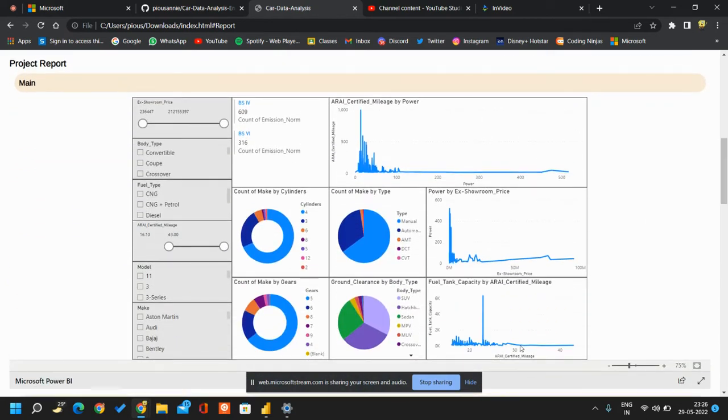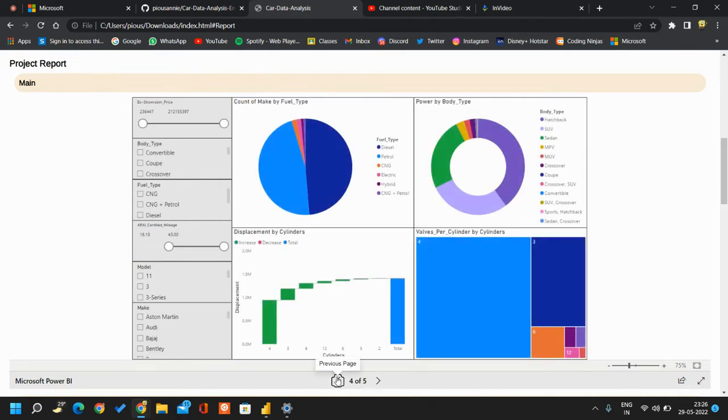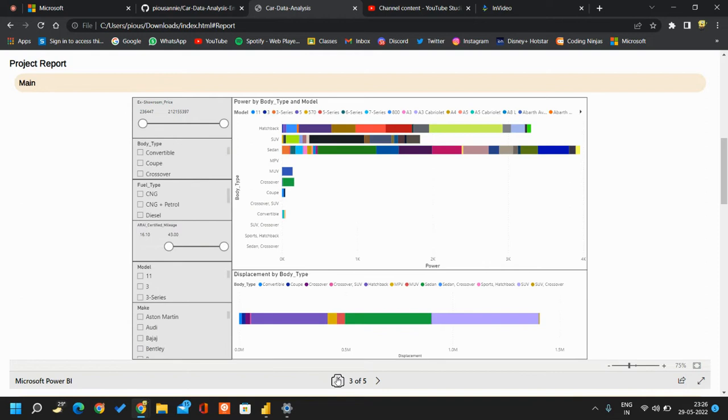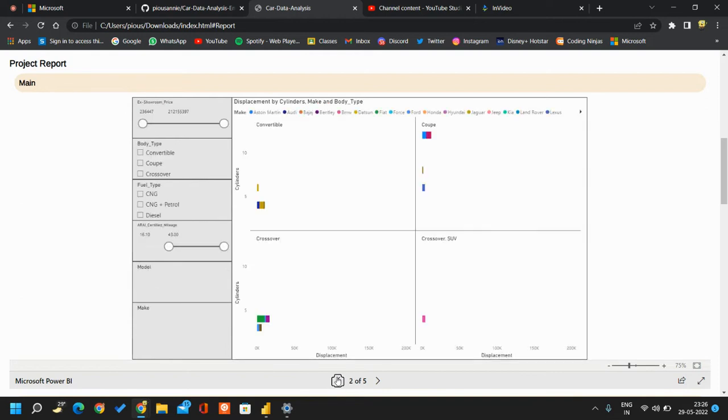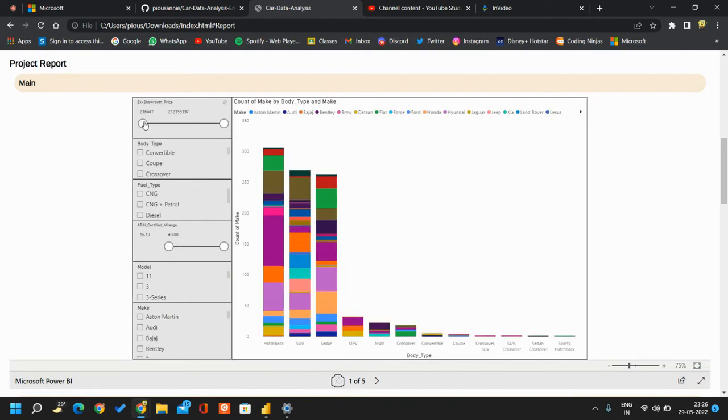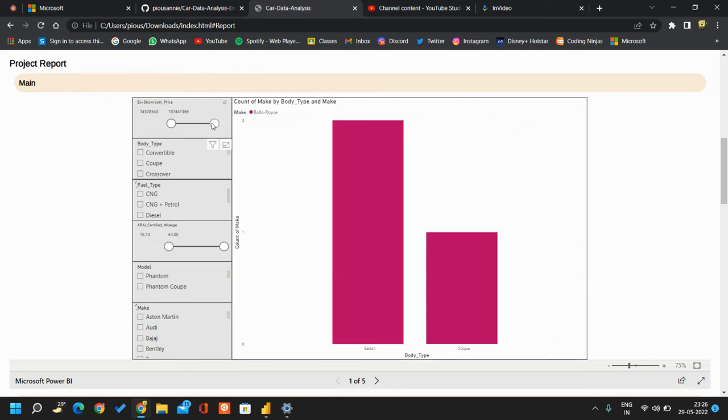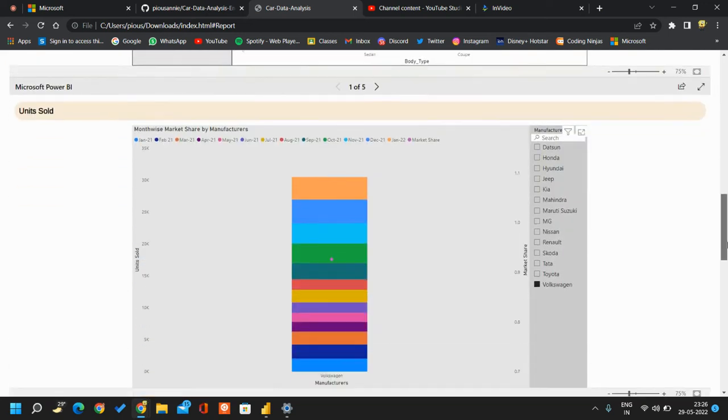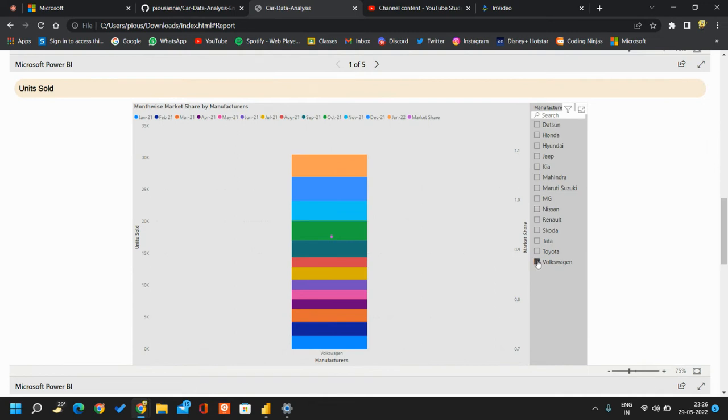So here we have the various graphs that are made using Power BI, and they explain the different features of the car models. These are interactive graphs that can change according to the filters that are being applied here. Then we have a graph for the most number of units sold.